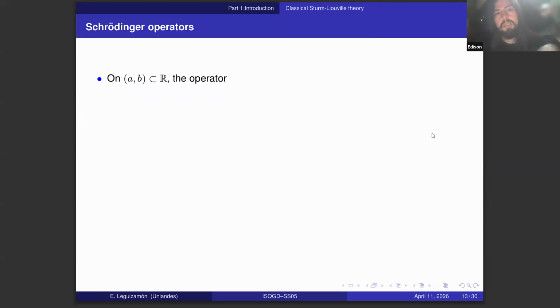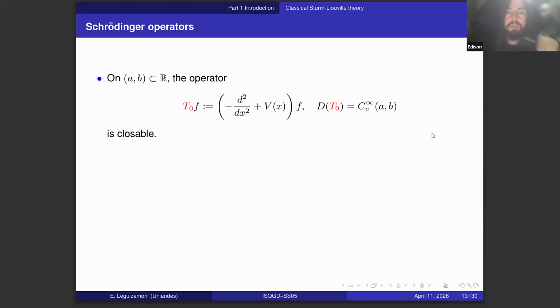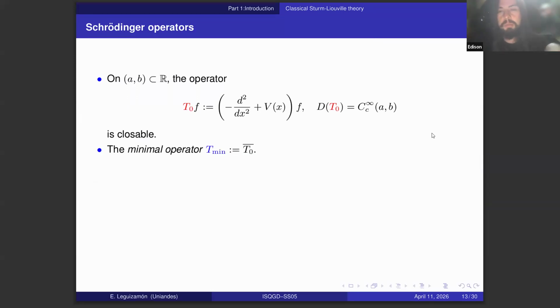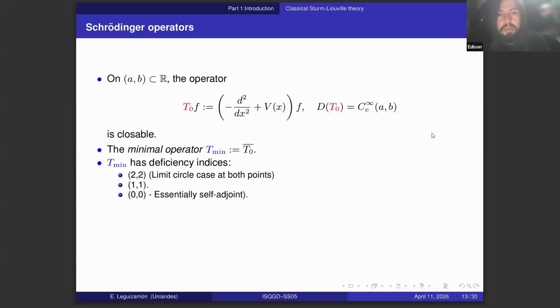So in a general way, just to remember what happens with the classical Schrödinger operators, we have this pre-minimal operator, it is usually called in this way. This guy is closable. If we close it, we obtain the minimal operator, as we defined before. And of course, we have three cases. It is really well known that we have these three cases.